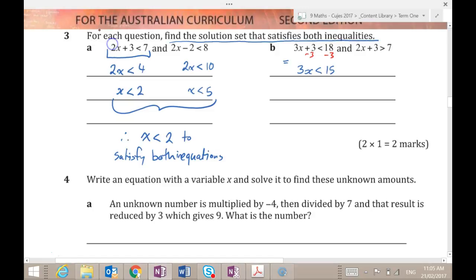What do I do to get rid of the 3 that's multiplying x? How do I get x on its own if I've got 3x? Divide by 3. Bang.